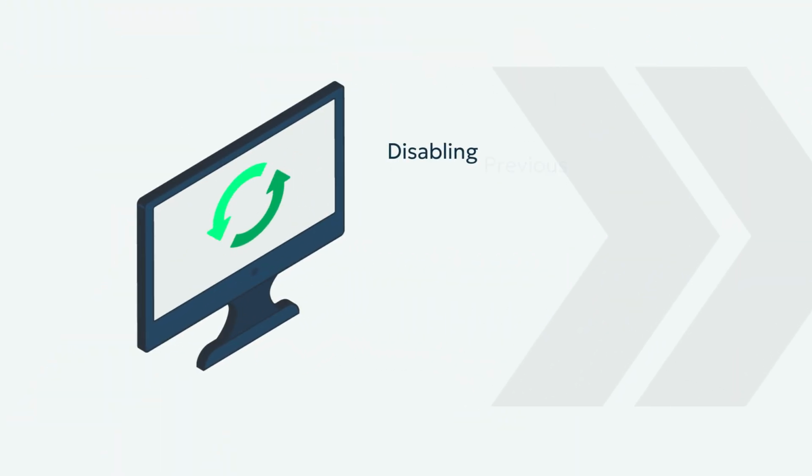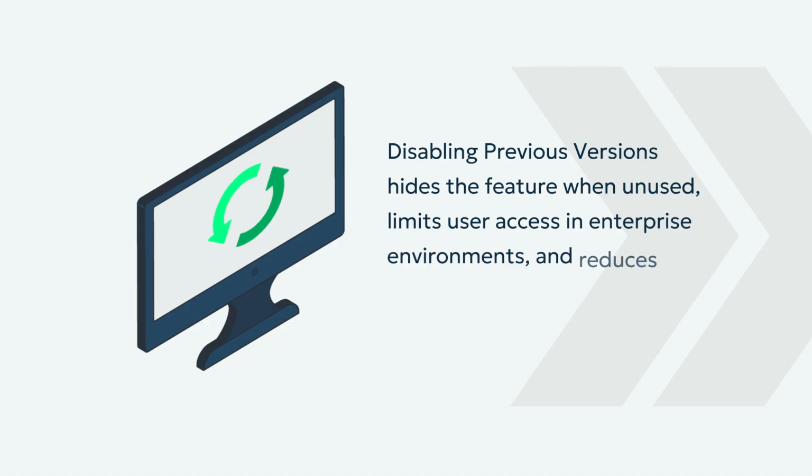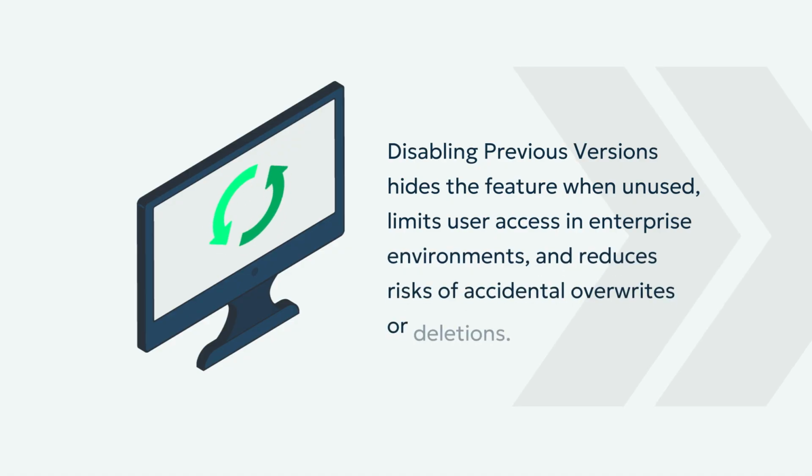Disabling previous versions in the Windows 11 context menu can be useful if you don't use the feature or want to hide it from others. In addition, disabling previous versions in an enterprise environment minimizes user access and reduces the risk of users accidentally overwriting or deleting a previous file.